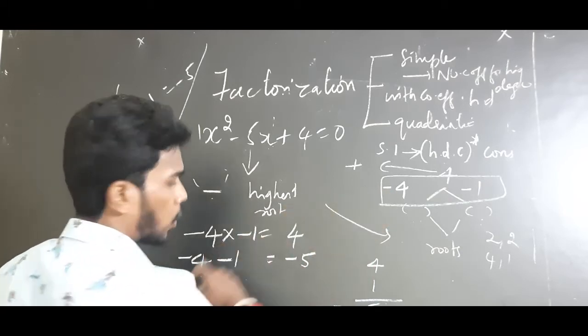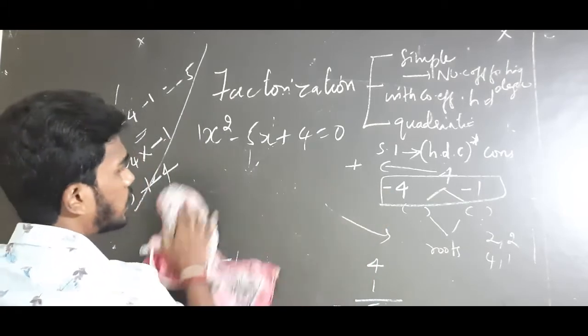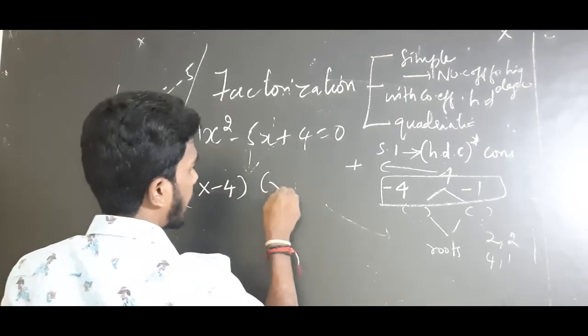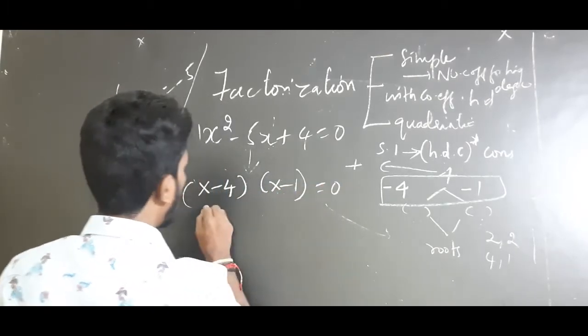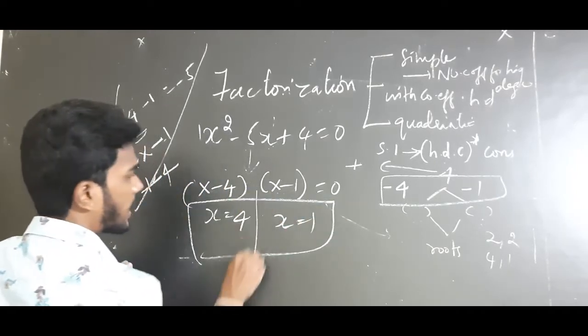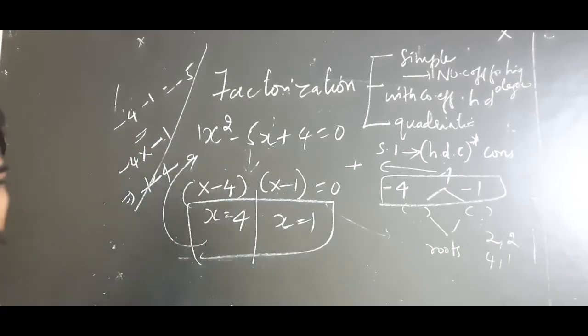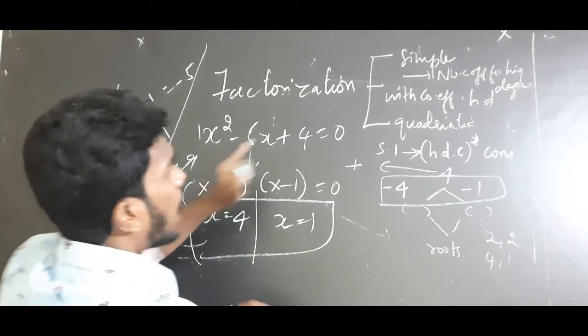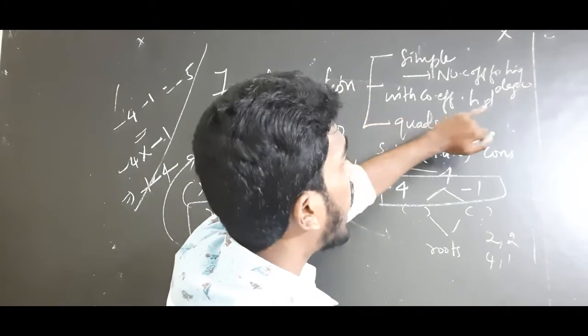So how will we express the roots then? The roots can be written as x minus 4, x minus 1 is equal to 0. So x will be equal to 4 and x will be equal to 1. These are called the roots of this equation. Got it? Now the second scenario, with a coefficient for the highest degree.